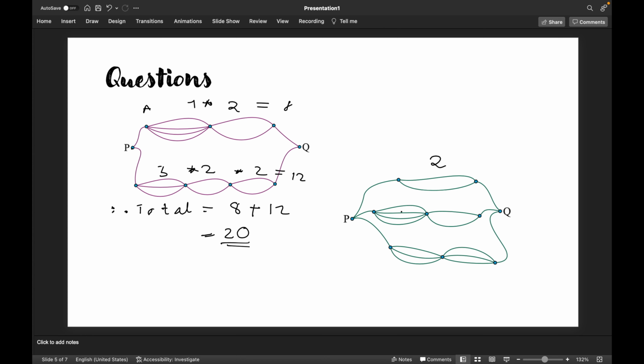This is 2, 4 into 2, 8, 3 into 3, 9. Therefore, 19 ways. I hope this was simple.